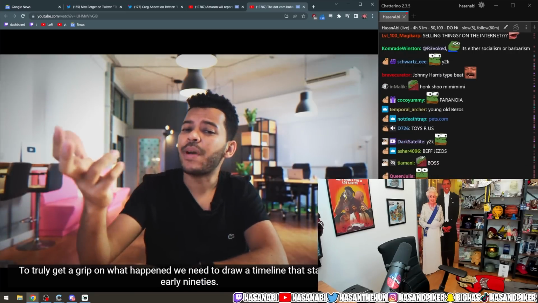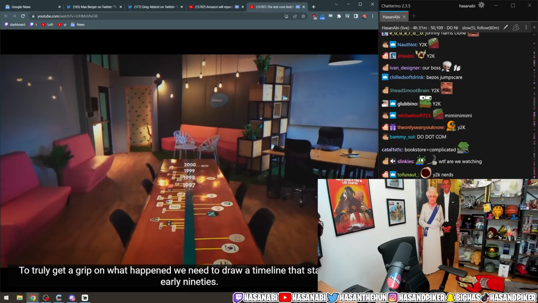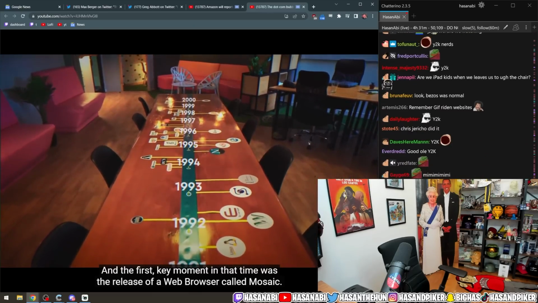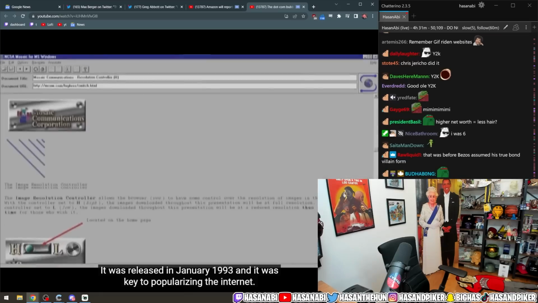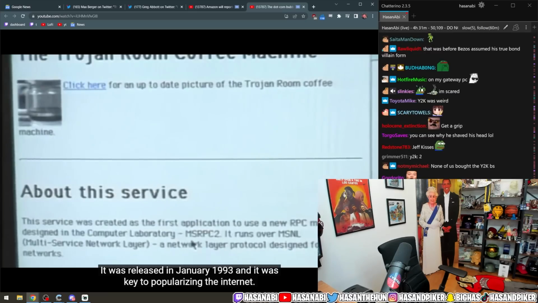To truly get a grip on what happened, we need to draw a timeline that starts in the early 90s. And the first key moment in that timeline is the release of a web browser called Mosaic. It was released in January 1993, and it was key to making the internet popular.